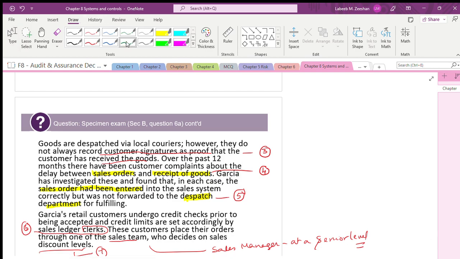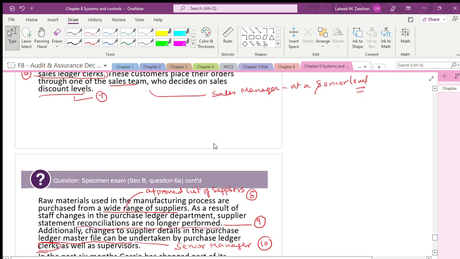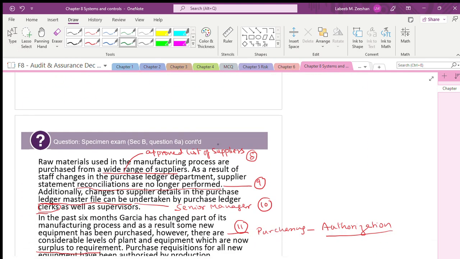You take any 2 from here, any 2 from here, and out of these, any 2. That is 2 plus 2. Now, from here you will also take any 1. You have to take any 1.